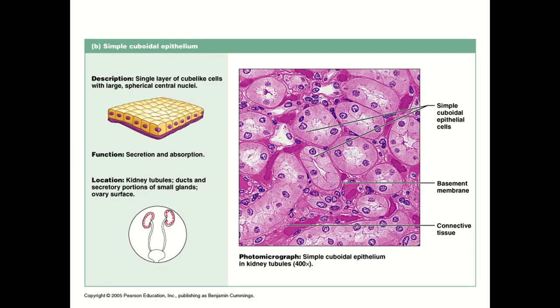Next is simple cuboidal epithelium. Simple cuboidal epithelium is a single layer of cube-like cells with a large central nucleus. Its function is also for secretion and absorption. As for its location, you can find it in the kidney tubule, the duct and secretory portion of small glands, and also on the surface of the ovary.